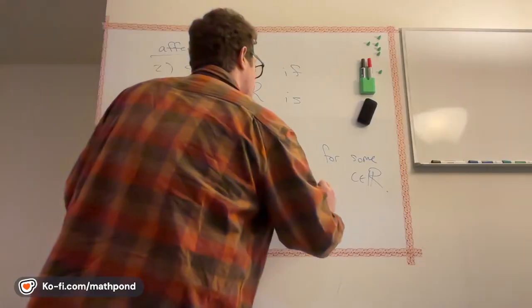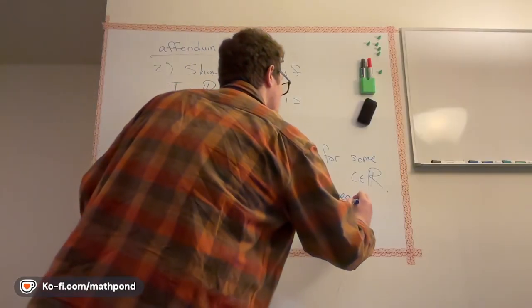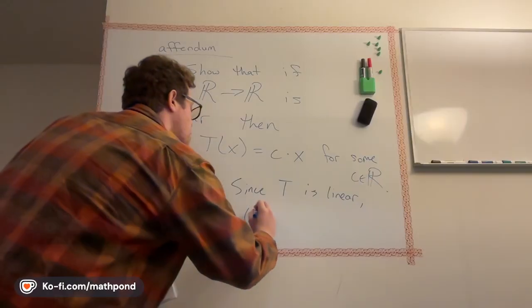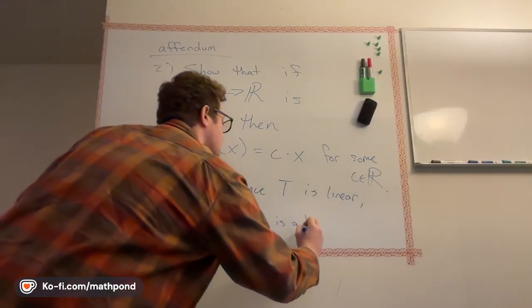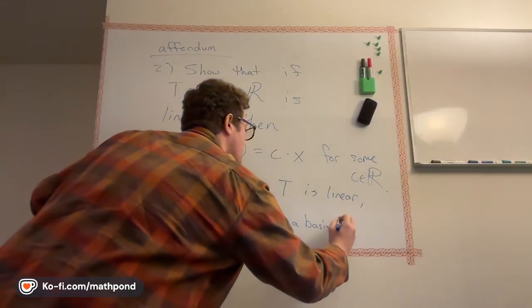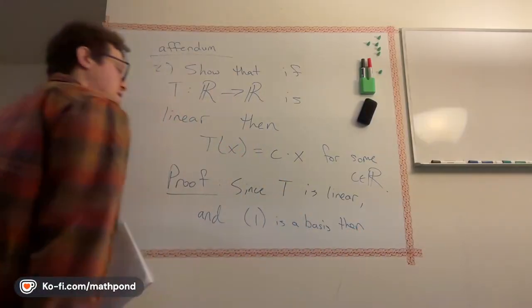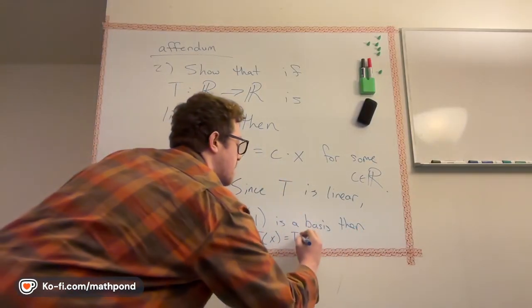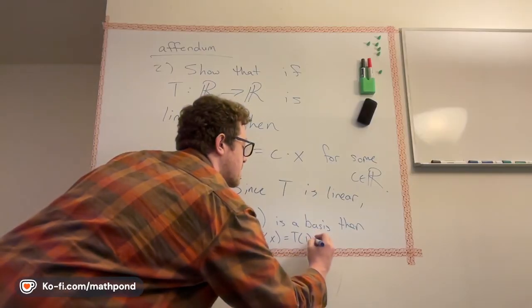So since T is linear and 1 is a basis, then T of x is equal to T of 1 times x.